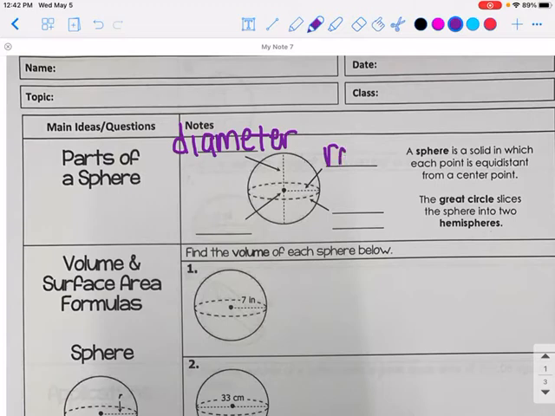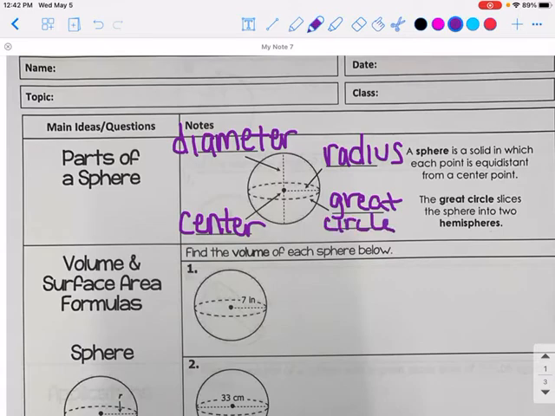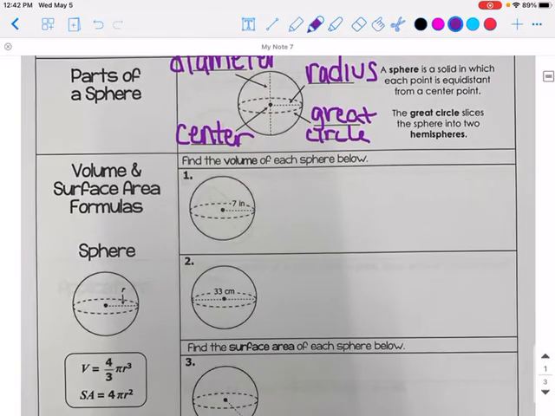The radius is half of that line. And that spot right there in the middle is located at the center. And that circle that would cut the sphere in half is known as the great circle. And that would get us some hemispheres, right? Okay, so now we're going to focus on volume.